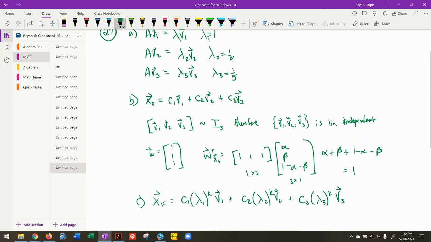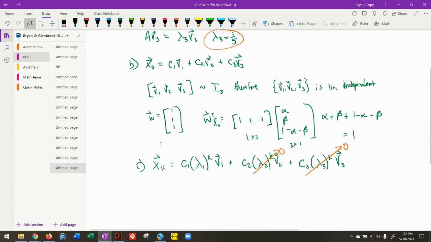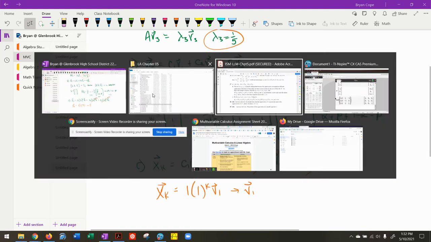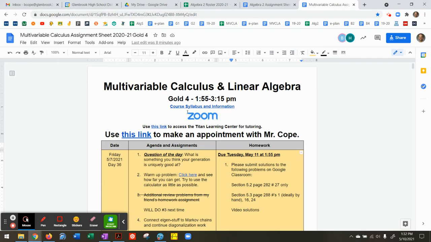And here's what we observe from the top. Lambda 2 is a half and lambda 3 is a fifth. As k gets large, those go to 0. If c1 is 1, that means xk approaches 1 times 1 to the k times v1, so xk is going to approach v1. So that's what they were trying to get us to do: a Markov chain using an eigenvalue and eigenvector. Next up would be numbers 1, 16, and 24 from section 5.3.